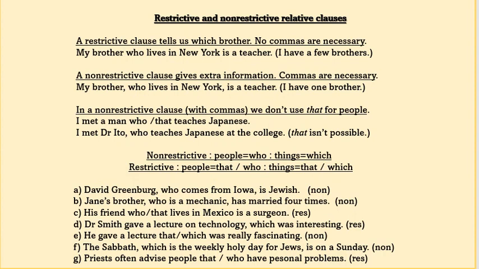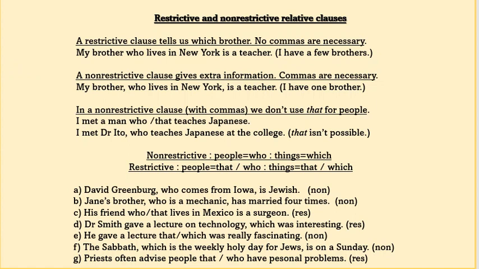So this part's about restrictive and non-restrictive relative clauses. So a restrictive clause tells us which brother, no commas are necessary. So I have a few brothers. My brother who lives in New York is a teacher. So that tells us he has more than one brother.